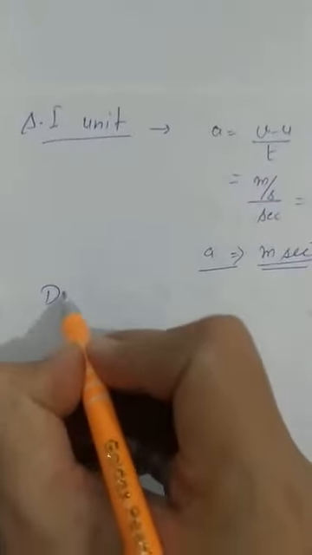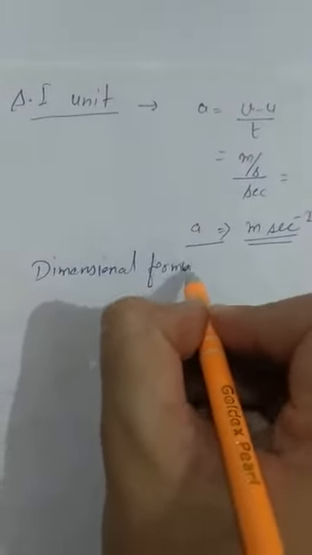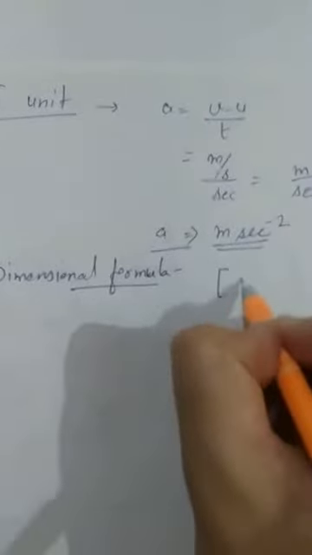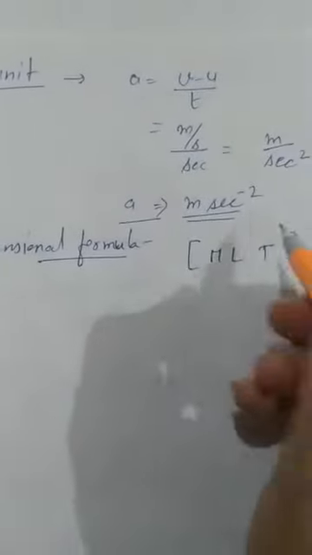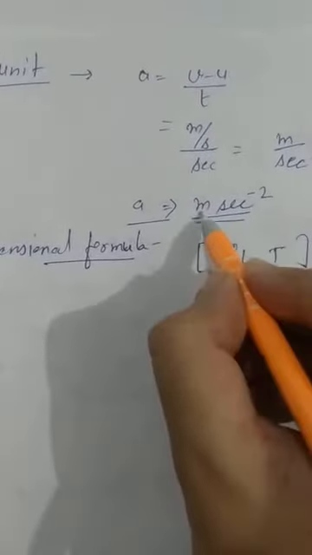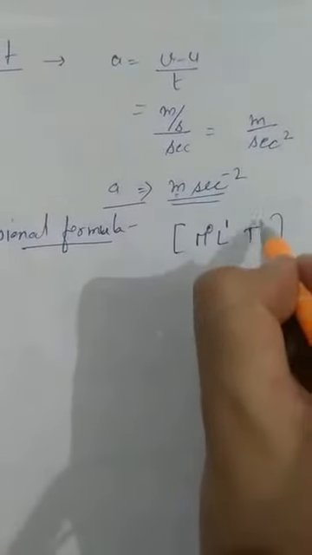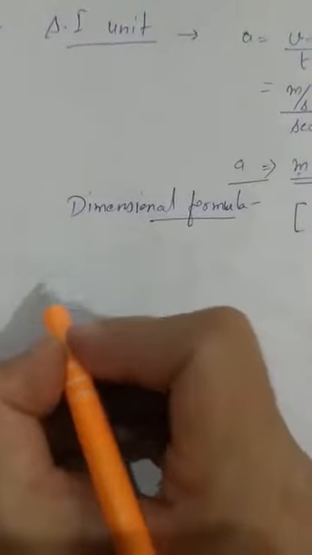Now dimensional formula, how can we write the dimensional formula? In the first chapter we have done the dimensional formula. In MLT form, we are writing: mass is not there, that's why the power will be 0. Length is meter, that's why the length power will be 1, and the time power is minus 2, that's why here it will be minus 2. This will be the dimensional formula of acceleration. Clear now? After this we will do uniformly accelerated motion, the equations of motion.